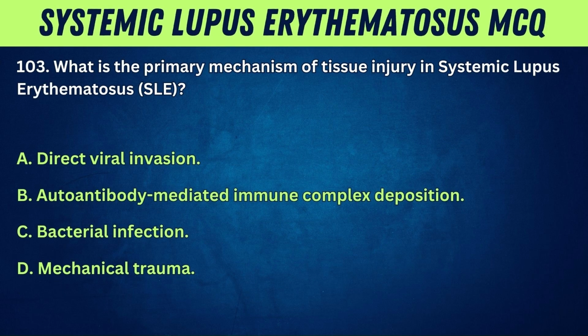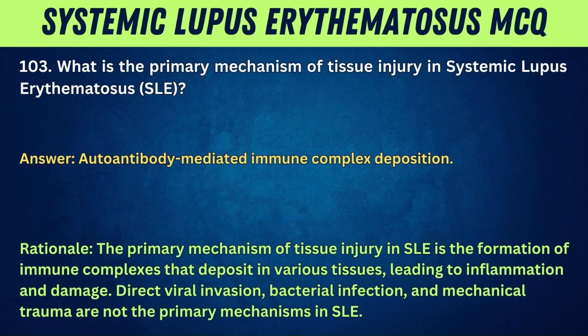103. What is the primary mechanism of tissue injury in systemic lupus erythematosus, SLE? A. Direct viral invasion. B. Autoantibody-mediated immune complex deposition. C. Bacterial infection. D. Mechanical trauma. Answer: autoantibody-mediated immune complex deposition.